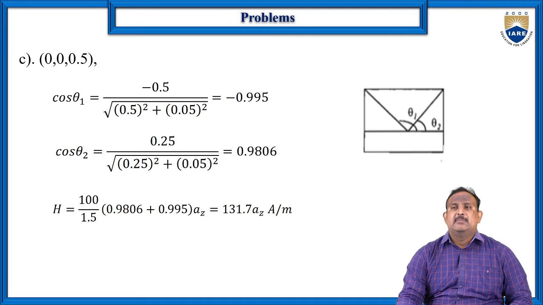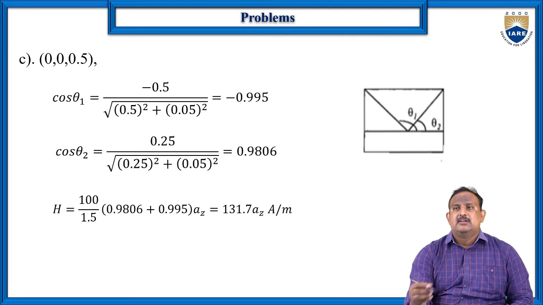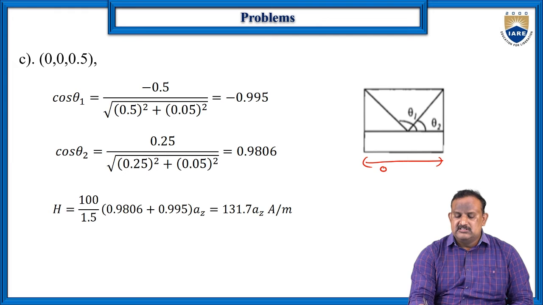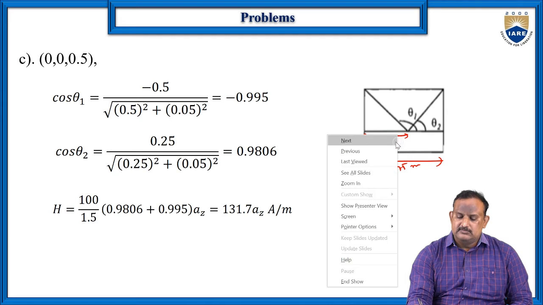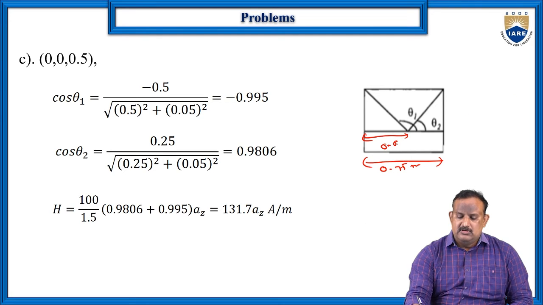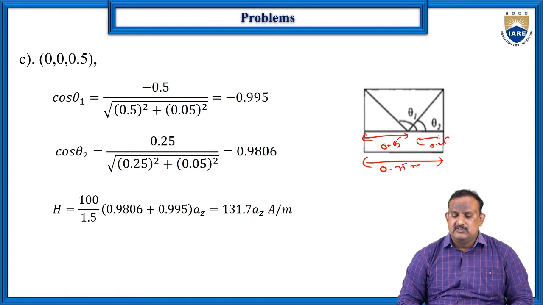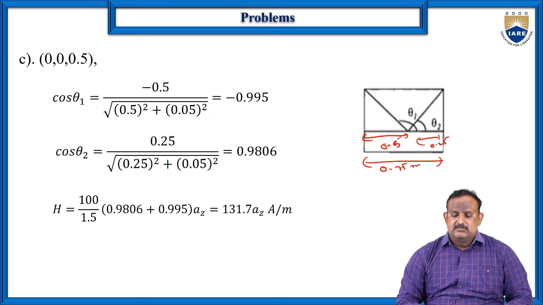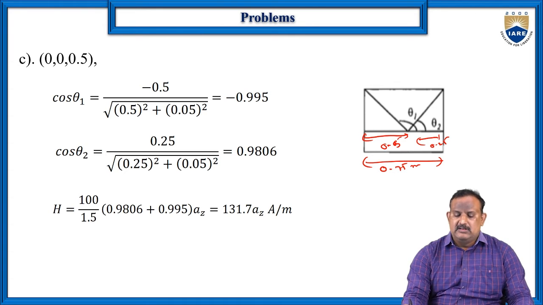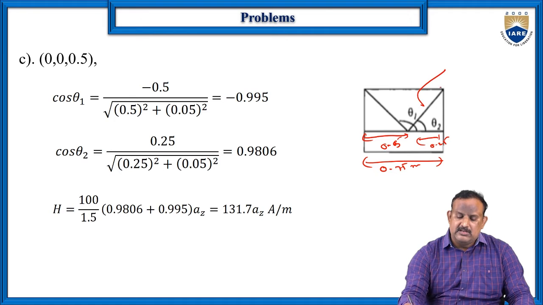For the third one, we need to find the magnetic field intensity at the midway of the solenoid. The total length of the solenoid is 0.75 meters. We need to find the magnetic field intensity at a distance of 0.5, the midway point. The remaining will be 0.25. The remaining value is 0.25. Therefore, we can write the angles, with the radius 0.05 and the distance 0.25, and we can find the hypotenuse.